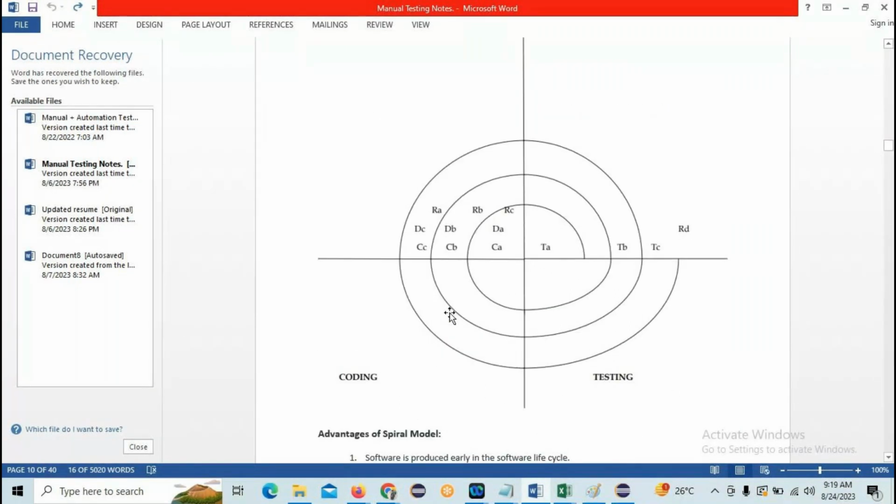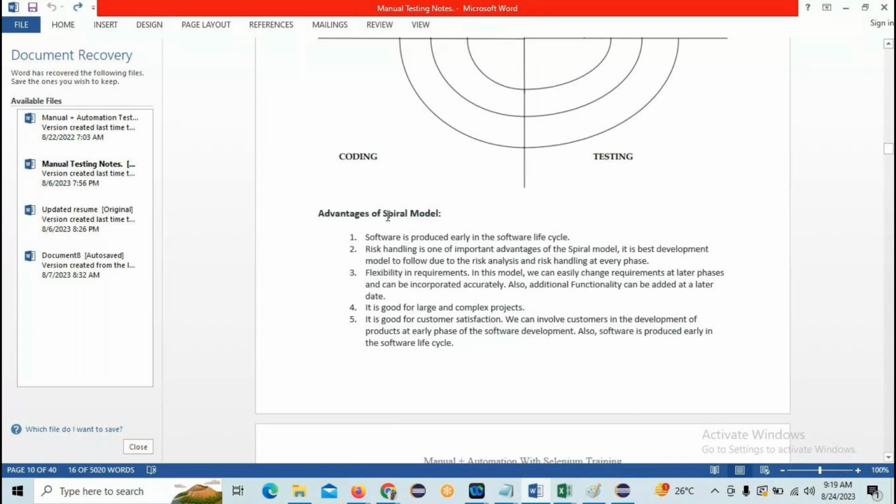Okay, remember that point. What are the advantages of the spiral model? Software is produced early in the software lifecycle. Risk handling is one important advantage. Whenever anyone asks you what is the importance of the spiral model, you can answer risk handling. A one word answer is more than enough for that question. But the disadvantage is that the loop may go infinite when modules keep being added. Flexibility in requirements. It is good for large and complex projects. It is good for customer satisfaction.